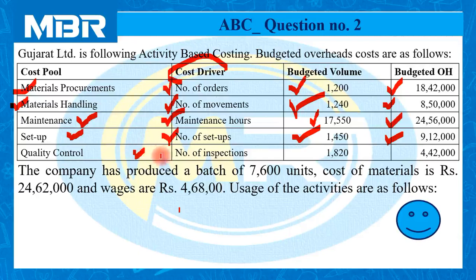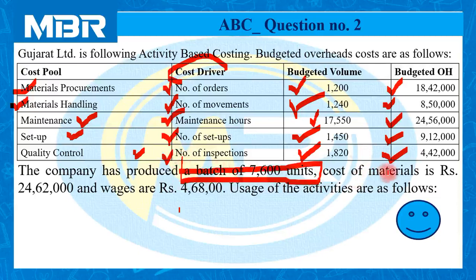QC, that is quality control, is based on the number of inspections. 1820 inspections are expected during the year and the approximate expenditure will be 4,42,000. The company has produced a batch of 7,600 units. The cost of material is rupees 24,62,000, which is readily given to us, and wages are rupees 4,68,000.